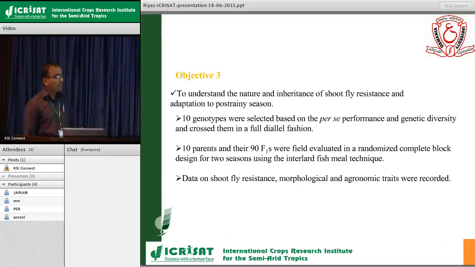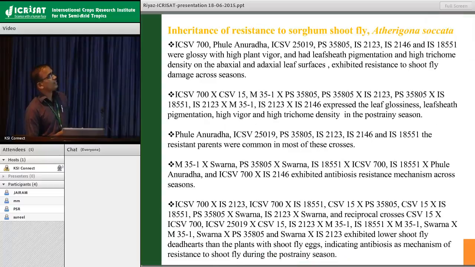Coming to objective 3, to understand the nature and inheritance of shoot fly resistance with adaptation to the post-rainy season. Based on the molecular diversity, biochemical diversity, as well as morphological and agronomic diversity, we have selected around 10 genotypes and crossed them in a full diallel manner, and we have generated around 90 F1s and evaluated them along with 10 parents under two field seasons. The same data on shoot fly resistance traits and morphological and agronomic traits were recorded.